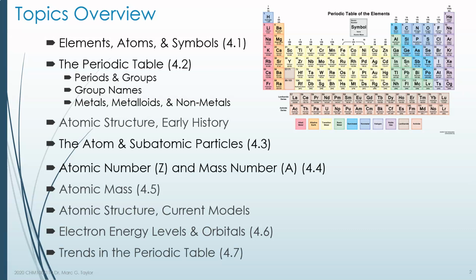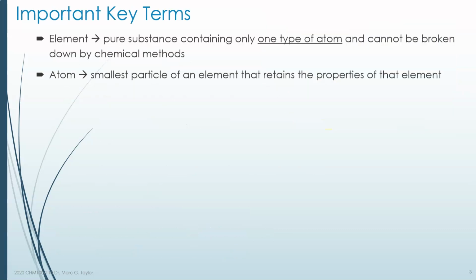There are a number of different properties that each of these elements has, and there are clear trends in the periodic table. For example, the size of the atoms as defined as the atomic radius. The smallest atoms are in the upper right-hand corner of the periodic table, and the largest atoms are in the bottom left-hand corner. So that's a trend that we'll talk about.